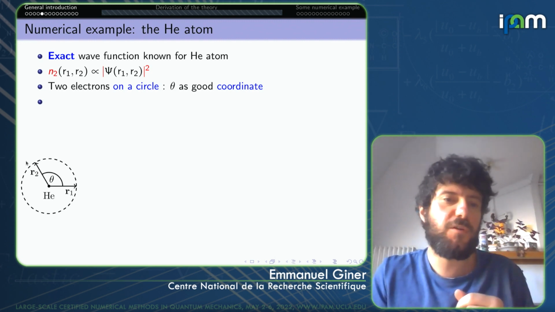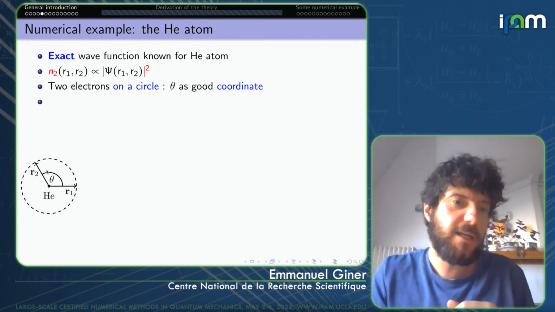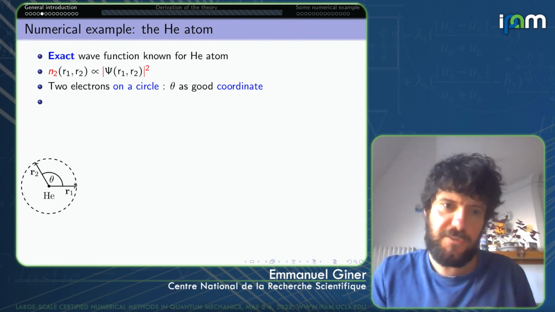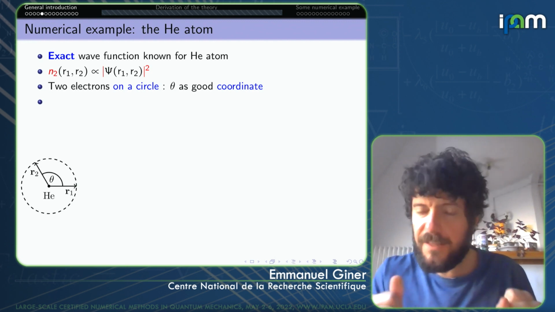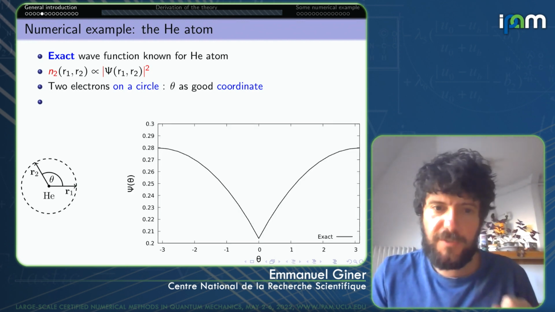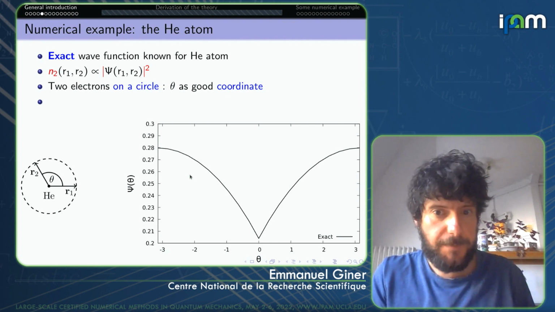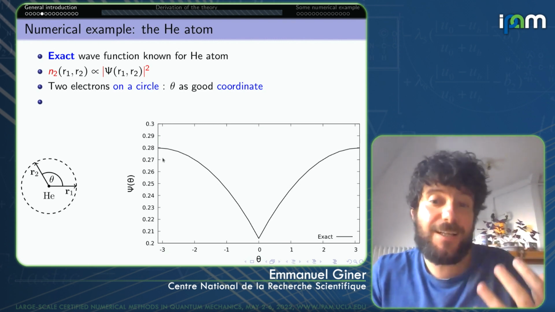Therefore the good variable is the theta angle between the two position vectors, and that's essentially the electron-electron distance. So you can just plot the wave function as a function of theta, and this is what you obtain. So that's the exact wave function.